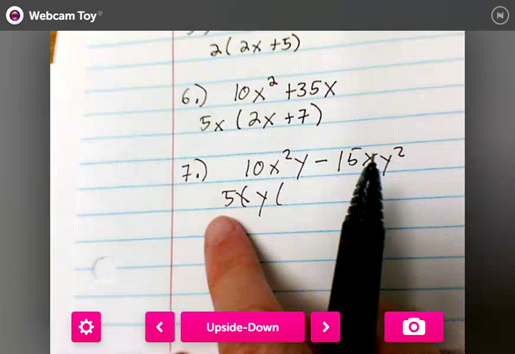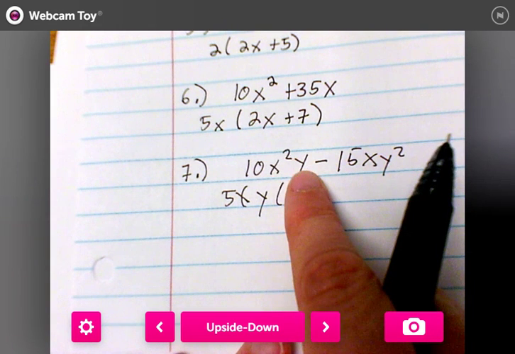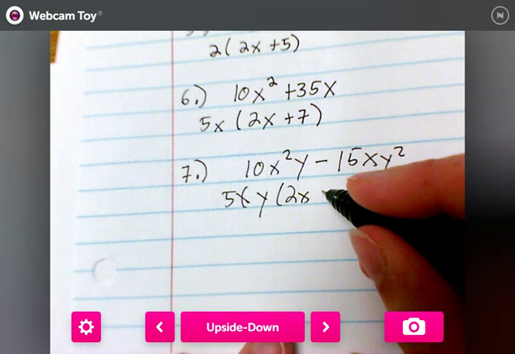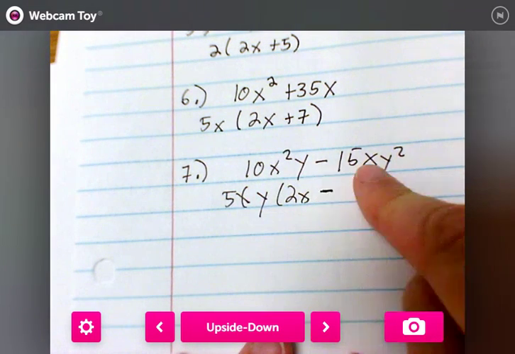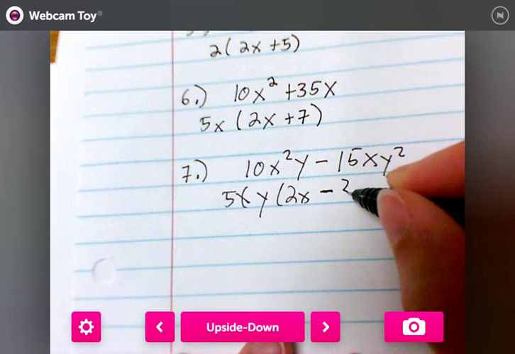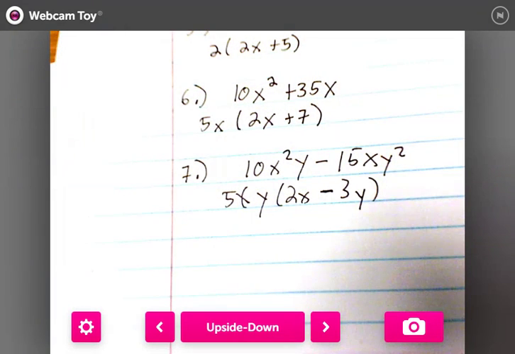Okay, 5xy times what gives me 10x squared y? 2x, right? Because I want to have another x. And now we have to have a minus, right? Because we need to make it negative. 5xy times what gives me 15xy squared? Not 3x, 3y, right? So far, so good?